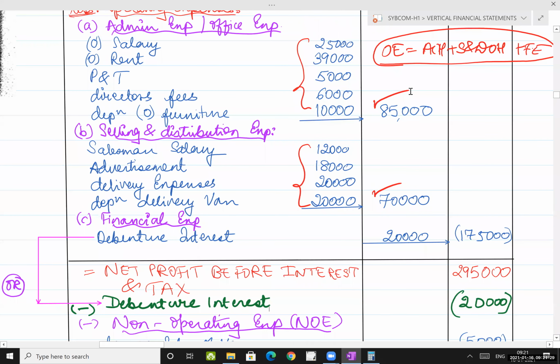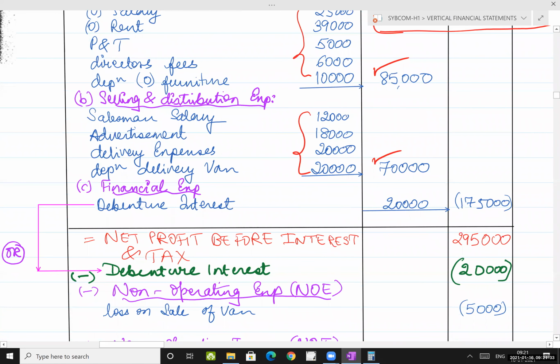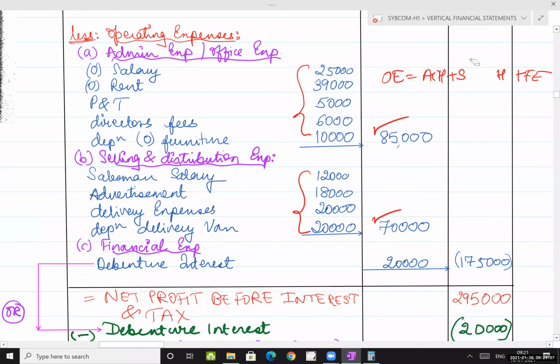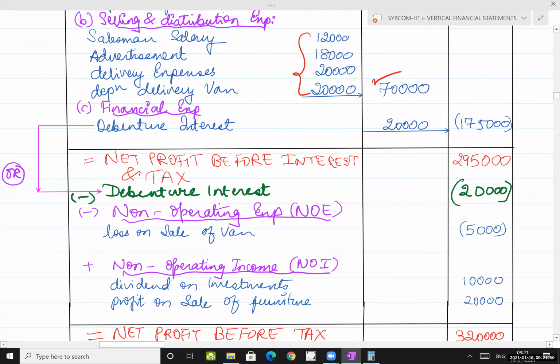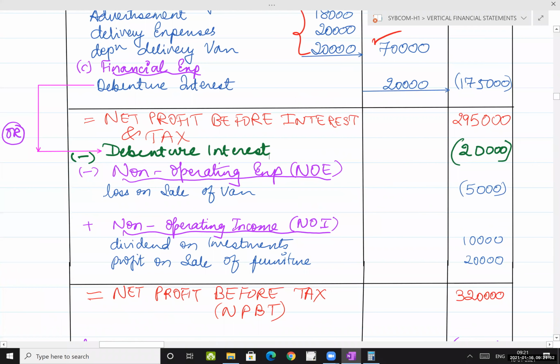लॉजिक इज क्लियर? Clear with the logic, everyone? Debenture interest is clear. Acknowledge it in the chat box. Then non-operating expense. Okay, thanks, Mahatma.